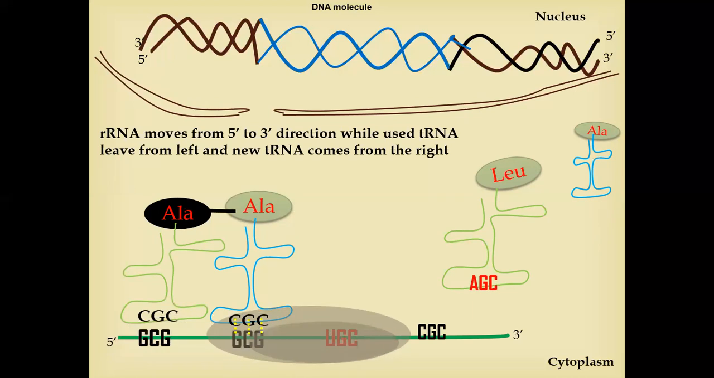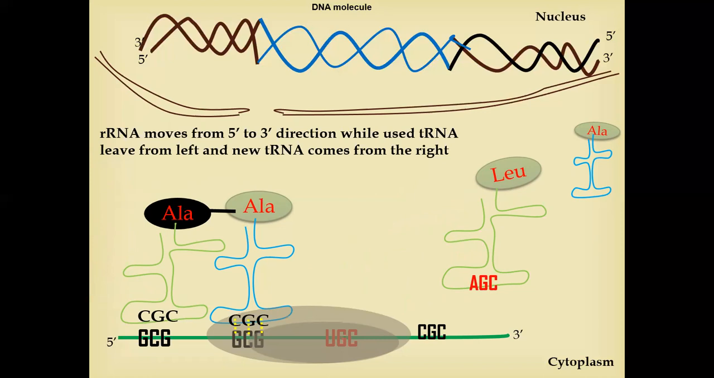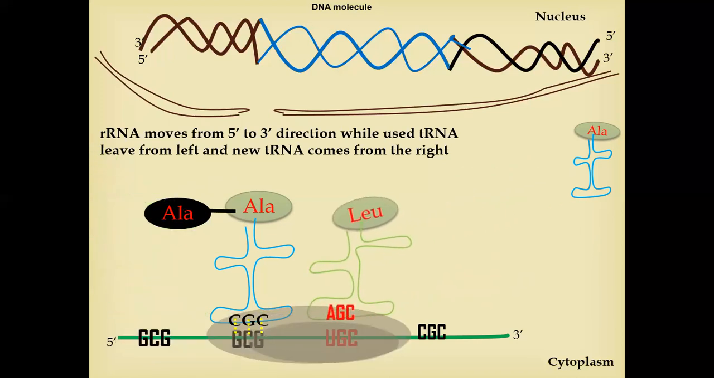The used transfer RNA will move out to the left, while the new transfer RNA will arrive from the right. So in this procedure, you can imagine one airplane taking off while the other airplane is landing. In this way, the process will continue.